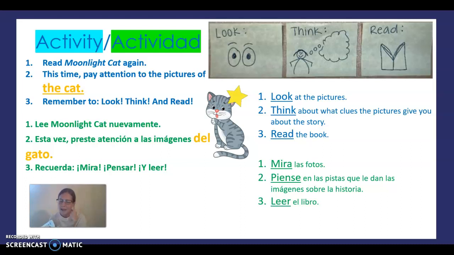You're going to get your little magnifying glass out. You're going to be a detective. You're going to look for the clues to find out what the cat is doing. And you're going to pay really close attention to the illustrations or the pictures of the cat, right? Looking, thinking, and then reading.